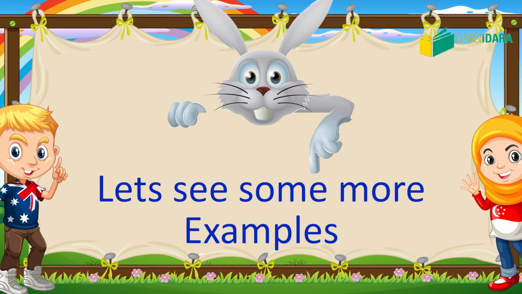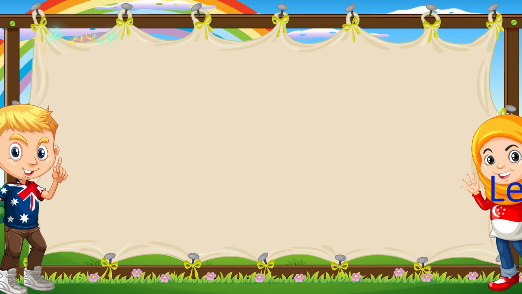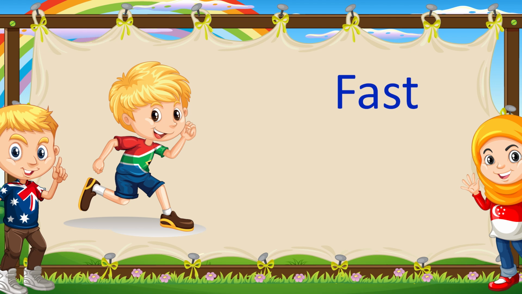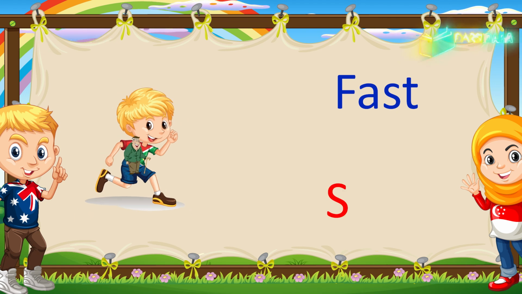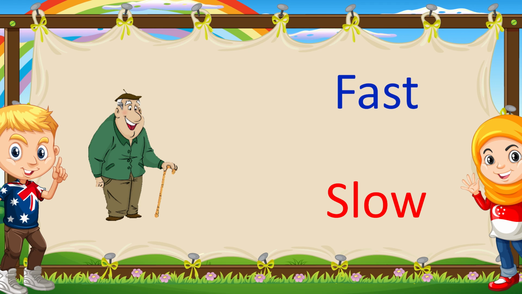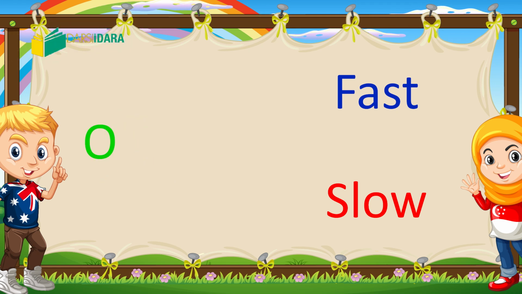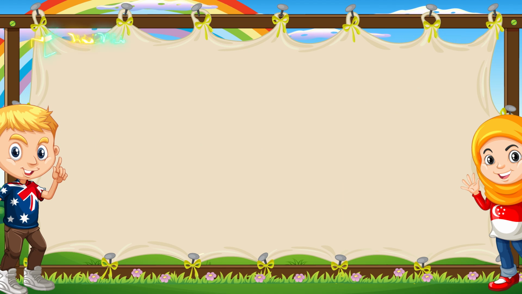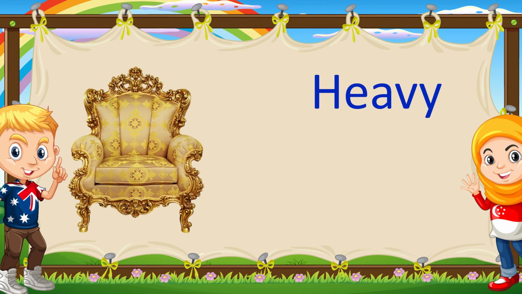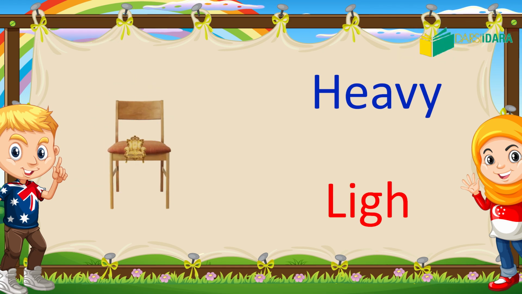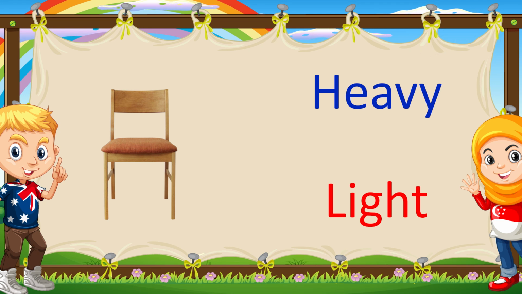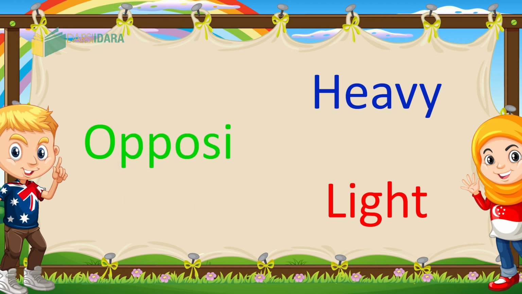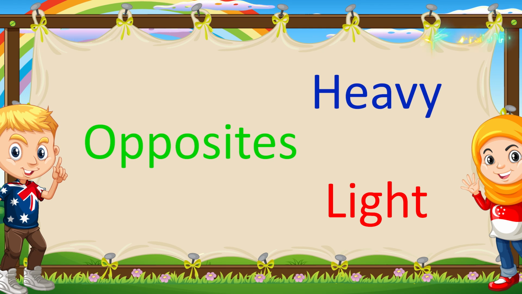Let's see some more examples. A boy is running fast. An old man walks very slow. Fast and slow are opposite words. A sofa is heavy. A chair is light-weighted. Heavy and light are opposite words.